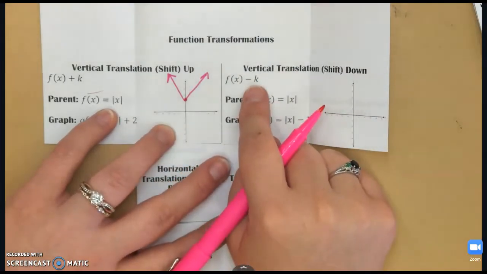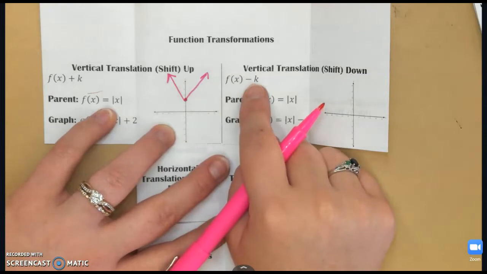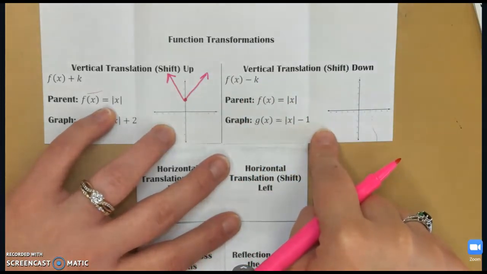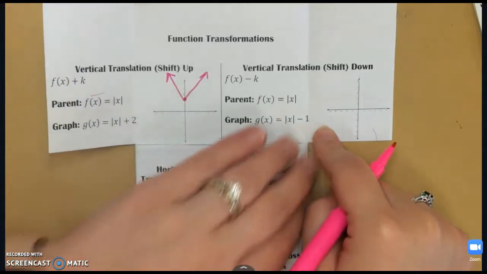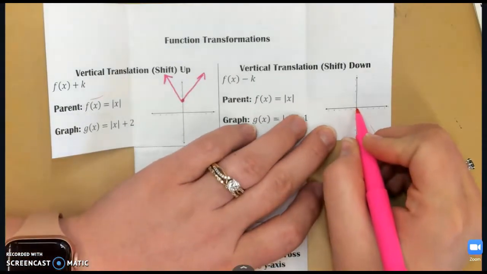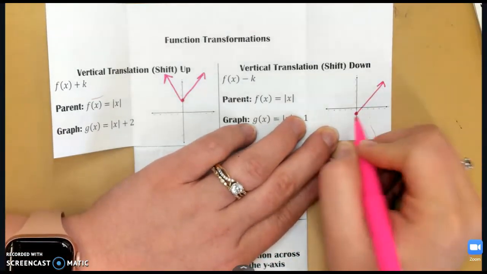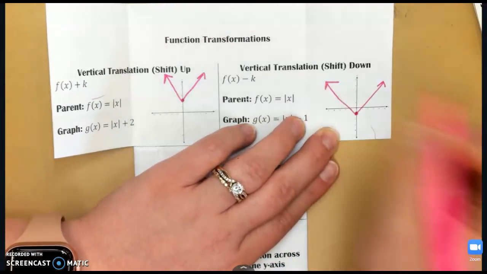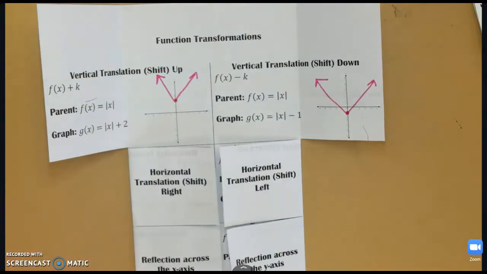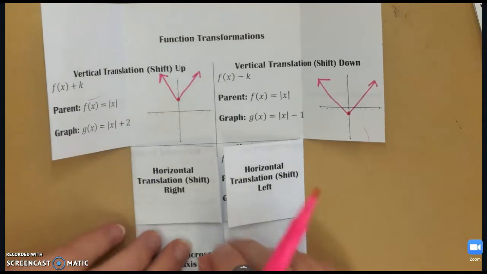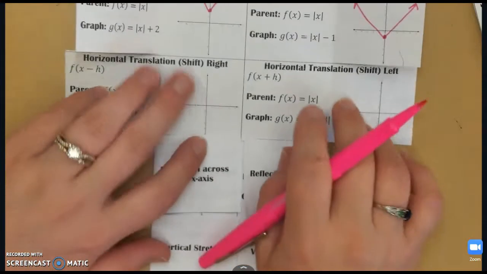Similarly, if you are subtracting a value outside your parentheses, for example, the absolute value of x minus 1, that tells me I am shifting down. So when my original vertex was at (0, 0), I'm going to go down 1 unit to negative 1. And then the rest of my graph looks the same. So shifting up or down is if you are adding or subtracting a value outside of your parentheses, outside of your function notation. Now, what about a horizontal shift?